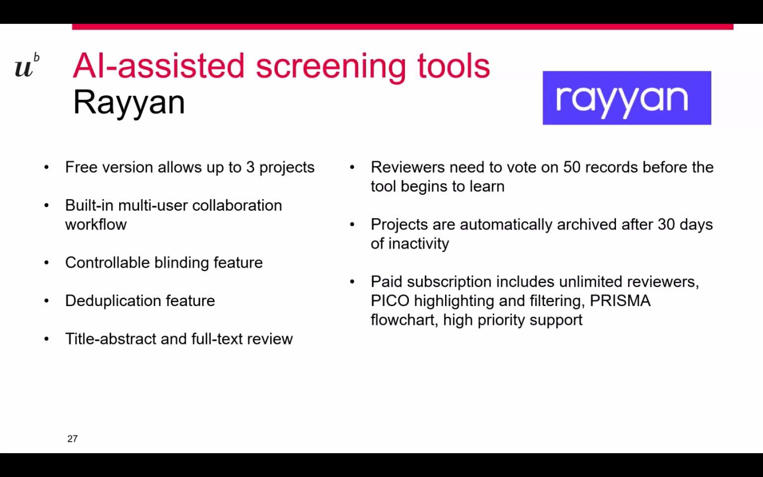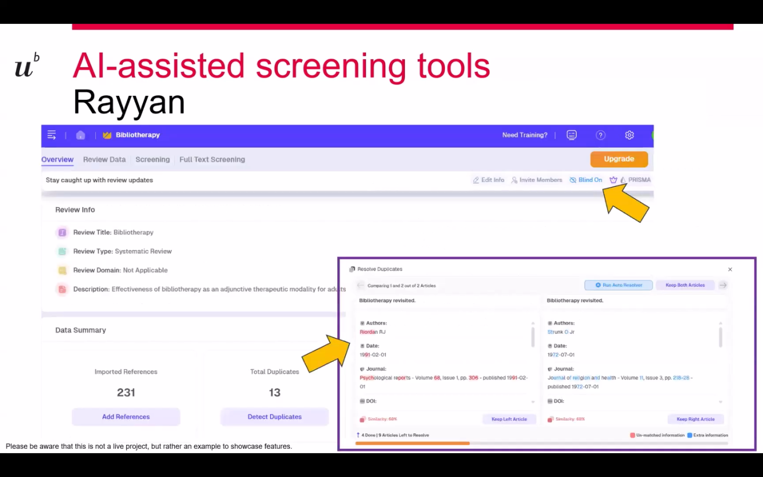And if you are doing the pay subscription, right, you have unlimited reviewers and additional features such as Pico highlighting and filtering, the Prisma flowchart, and you will have high priority if you have questions for the support team. And so here's a quick look at the Rayyan platform where you can see you can turn the blinding feature on or off. And below here, you see how it does the deduplication feature.